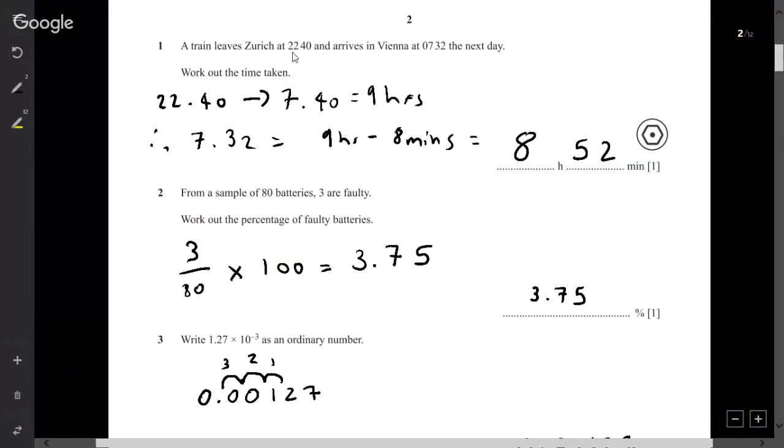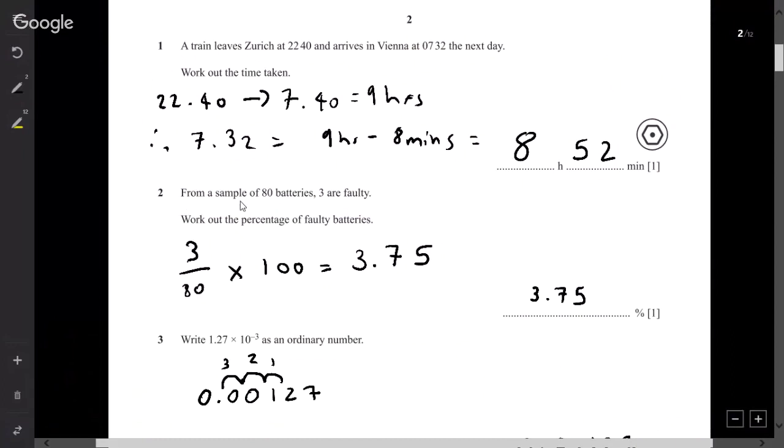A train leaves Zurich at 20:40 and arrives the next day in Vienna at 7:32. Work out the time taken. Okay, so if we can just simply count from 22:40 to 7:40, that's 9 hours exactly. Therefore, 7:32 is just 9 hours minus 8 minutes, which is 8 hours 52.